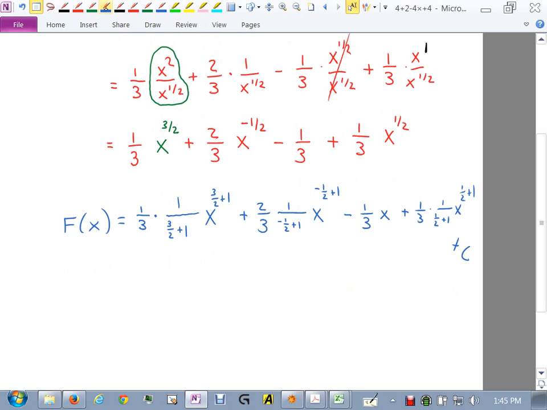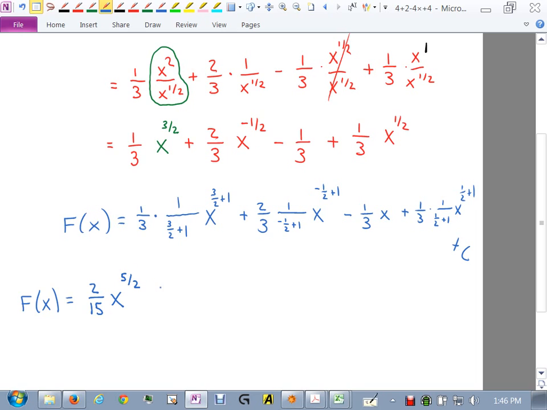Okay, who wants to tell me what they got? Like final answer. Anyone want to volunteer their work? No? Okay. What's 3 halves plus 1? 5 halves. What's 1 over 5 halves? 2/5. 2/5 times 1/3, you multiply straight across, is what? 2/15. X to what power?